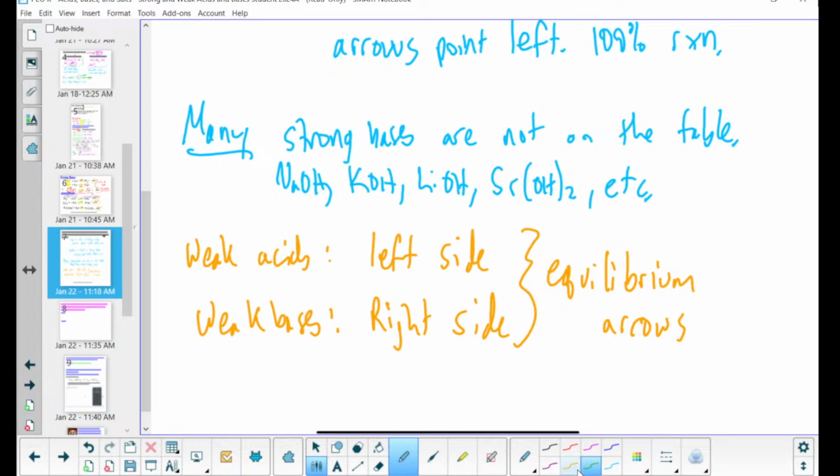So weak acids on the left, weak bases on the right, and we can judge those by the fact that they have equilibrium arrows. They're two-way arrows, and we're very soon going to start introducing things like Ka and their equilibrium constant.